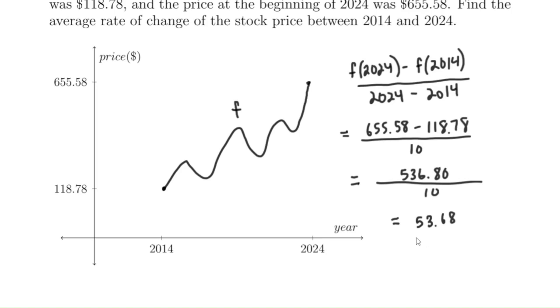Well, that means on average, the stock price was increasing at a rate of $53.68 per year. So the units on this would be dollars per year. Okay, so when you talk about a rate of change, the units will always be the units of the y divided by the units of the x. So this would be $53.68 per year. So when you're doing these problems, the units for a rate of change will be the units of the y divided by the units of the x.